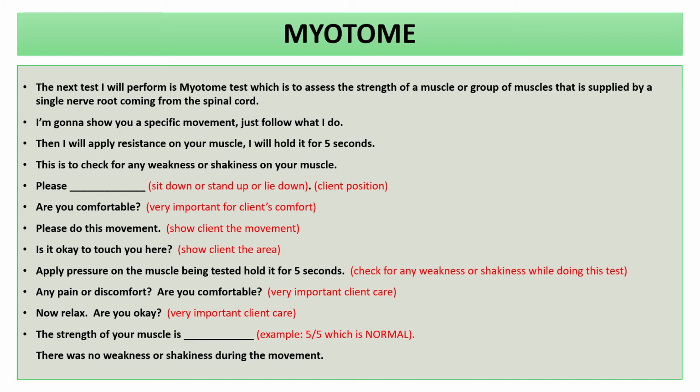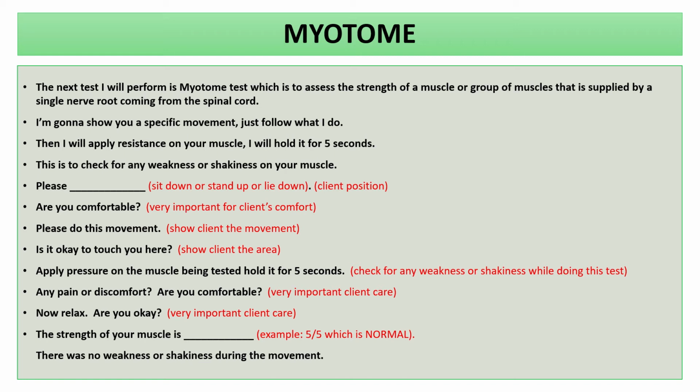Please do this movement. Show the client the movement. Please make sure that the client does the movement properly. Is it okay to touch you here? Show the client the area, asking permission to touch the client. Then apply pressure on the muscle being tested. Hold it for 5 seconds. Check for any weakness or shakiness while doing this test.